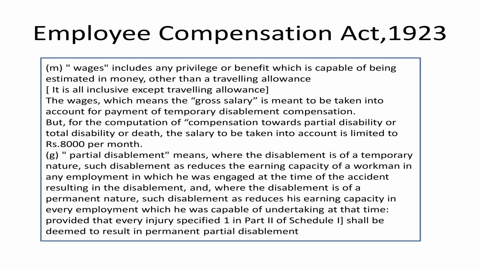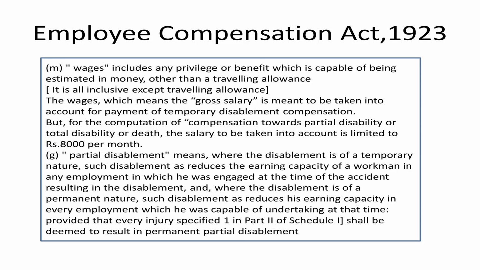But for the purpose of compensation towards partial disability or total disability or in case of death, the salary to be taken into account is limited to 8,000 per month. So you look at the entire thing. For payment of temporary disablement compensation, you have to take the gross salary into account. For the payment of disablement compensation, whether partial, permanent or even fatal, 8,000 rupees is the limit. You have to bear this in mind very clearly when we discuss the next chapters.